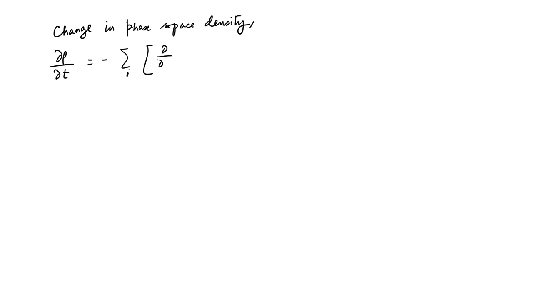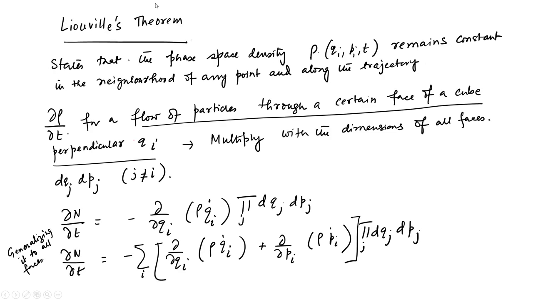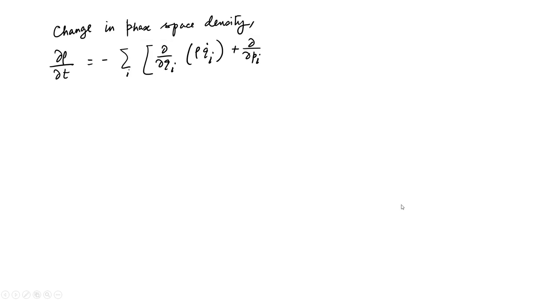So, having done that, the change in phase space density, that is ∂ρ/∂t, is equal to minus the sum over i of ∂/∂q_i (ρ q_i dot) plus ∂/∂p_i (ρ p_i dot). What is meant by density is that we divide ∂n/∂t by the volume of all other coordinates. So, in this expression we simply divide by this volume, and that is how we get the density.